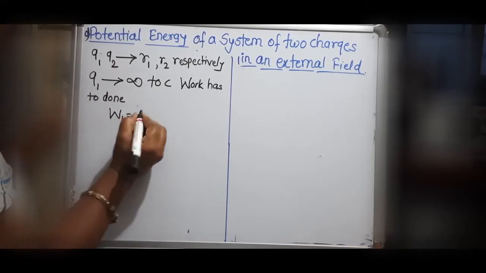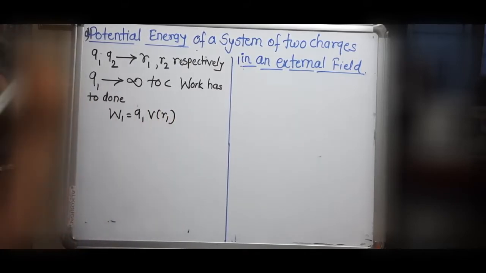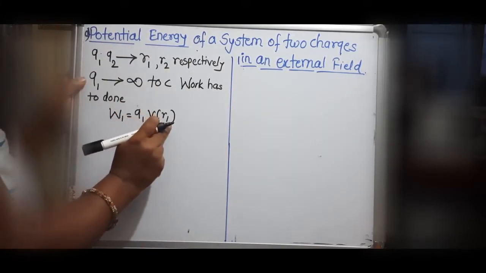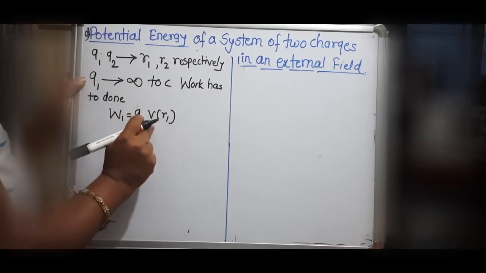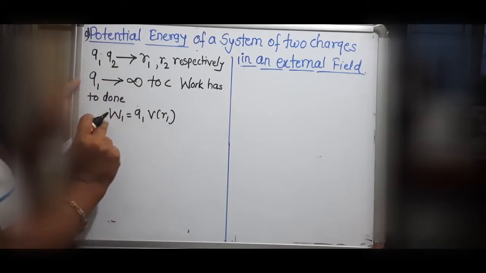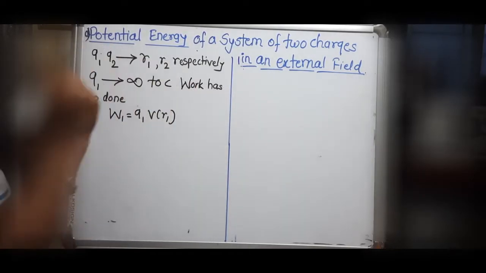This work is W1 equal to Q1 V(R1), meaning this Q1 charge is brought from infinity to the position R1, where there is an electric field. So this is W1, the work done when the charge Q1 is moved from infinity to C.